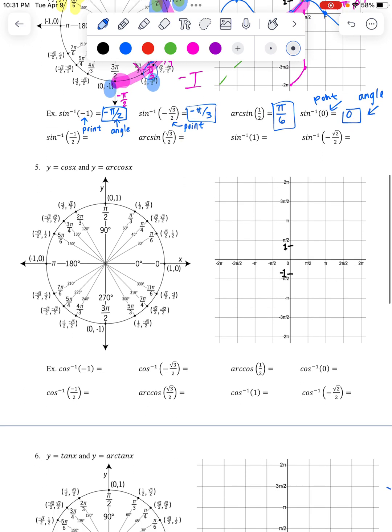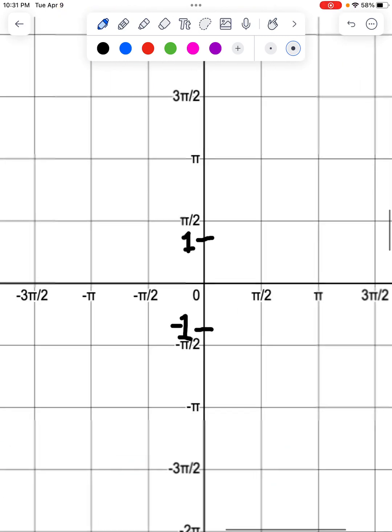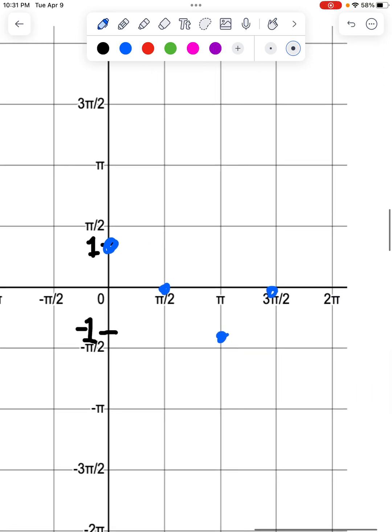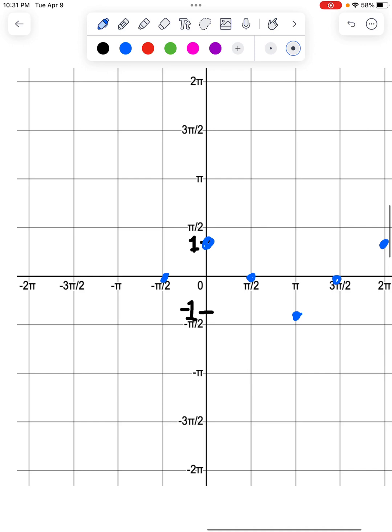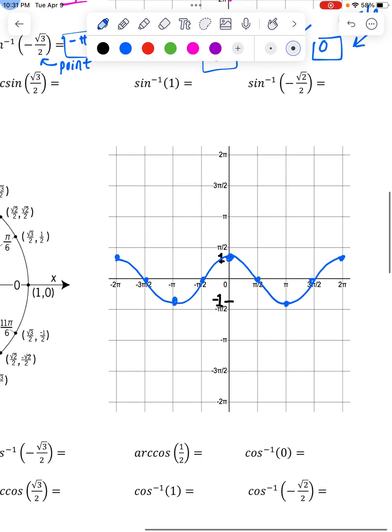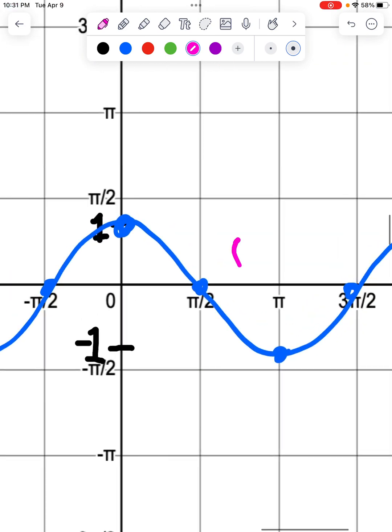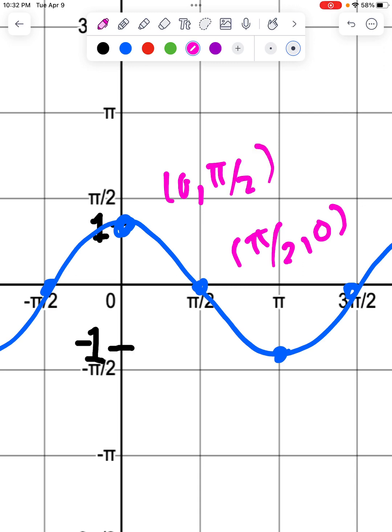Okay, let's think about the same thing, but for our cosine. So I'm going to start by graphing cosine. Starts at the top, midline, bottom, midline, top. Same thing over here. Okay, and now I'm going to do my inverse function. So my inverse function flip-flops the x's and y's. So this point here is pi over 2 comma 0. I flip-flop the x and y, and I get 0 comma pi over 2, which is this point.